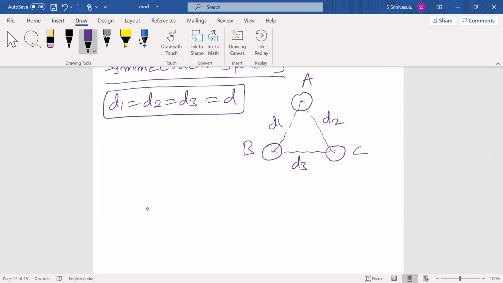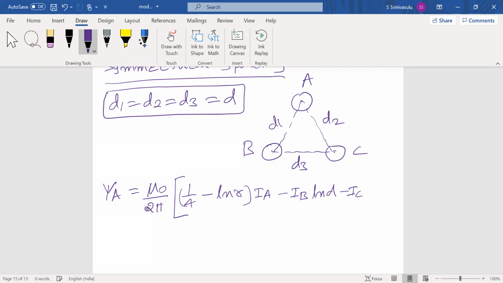From the above formula, I can write psi a equal to mu naught by 2 pi, common, then substitute 1 by 4 minus ln of r into Ia, minus the same formula, ln of D into Ib, and in place of D3 I can write D, minus Ic, ln of D, and in place of D2 I can write D.